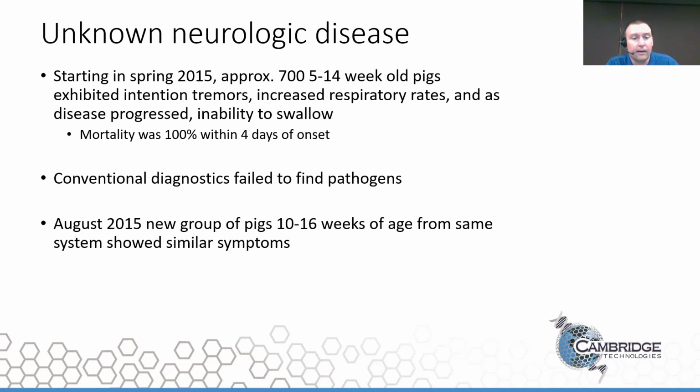So this story started back in 2015 when I was at K-State. We were contacted by a producer that had lost about 700 5 to 14-week-old pigs with the main clinical feature being intention tremors. As these pigs would start to display neurological disease, it would progress. The animal couldn't walk, couldn't drink, so mortality rapidly approached 100%. Conventional diagnostics failed to identify any pathogens.